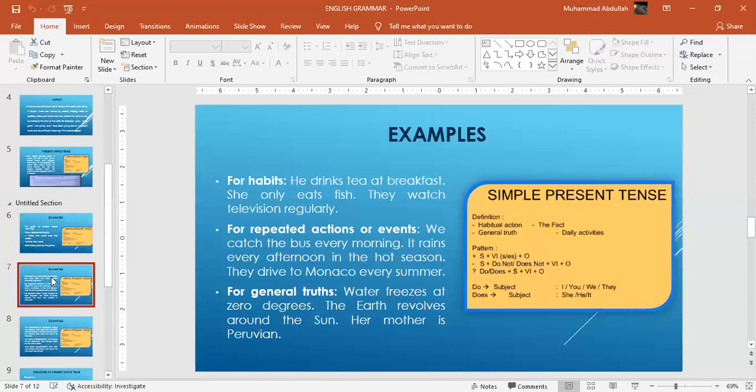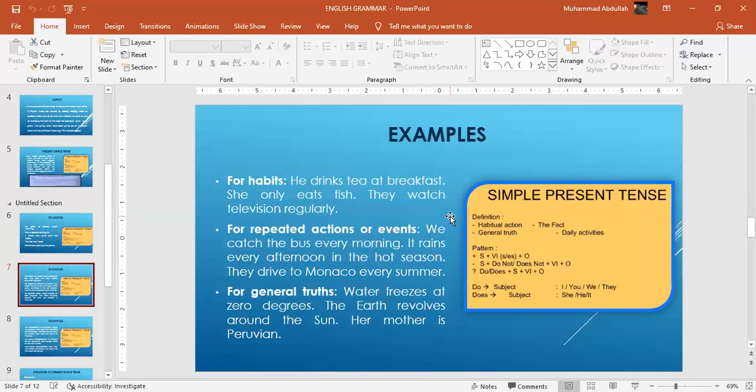Now, once again, we will move back towards the definition of present tense. It pointed out four different types of action, right? Habitual actions or habits, factual actions, facts or general truths, and daily activities. So all these types of action are included in simple present tense. They are shown in this tense. Let me explain them one by one.